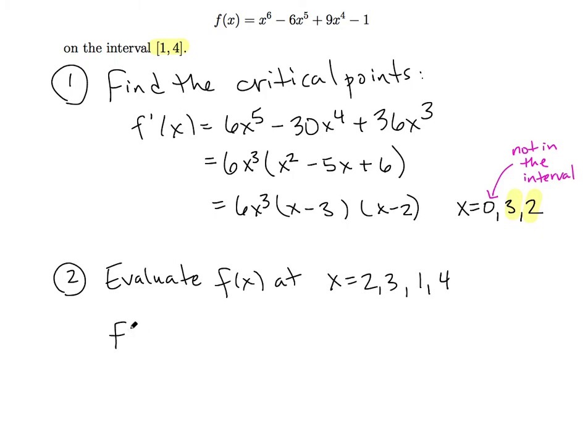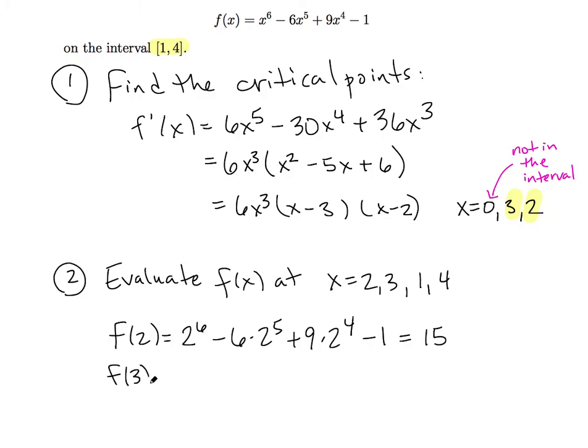It doesn't matter what order I write this in because in the end I'm just going to be comparing values. Okay, so let me start with f of 2. I'm plugging 2 into my original function, not into the derivative, so be careful with that. So this will be 2 to the 6th minus 6 times 2 to the 5th plus 9 times 2 to the 4th minus 1. And when I did this, I obtained 15.